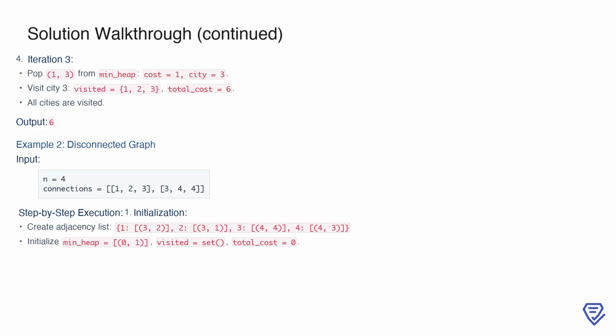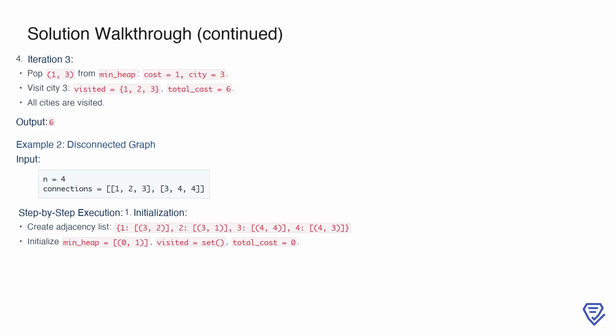In the next example, we examine a disconnected graph with 4 cities and only 2 connections. To begin, we construct the adjacency list. City 1 connects to City 2 with a cost of 3, while City 3 connects to City 4 with a cost of 4. With this setup, we initialize the min heap, visited set, and total cost in the same manner as before. The first iteration starts by popping the smallest cost, which is 0 for City 1.